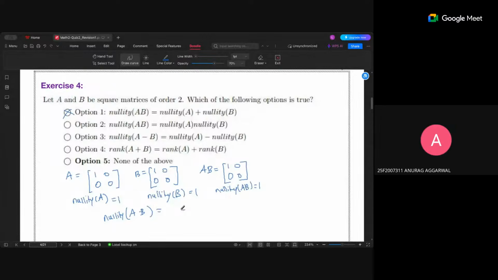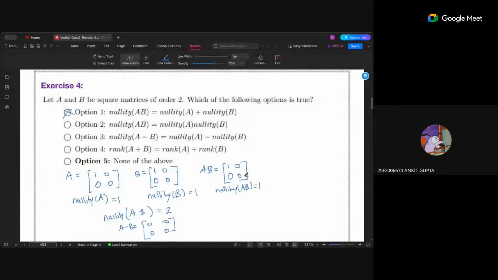Yeah, so nullity of A minus B is 2, right? Because A minus B is the zero matrix. Ma'am, why can't we use option 2? Because it is following the condition nullity AB. So this particular example, I cannot use it for option 2. That's what I said. I did not say option 2 is correct or not. I just said that this example cannot be used.